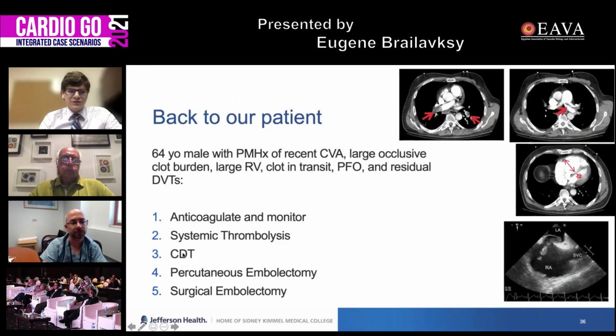So back to our patient, as you remember, a 64-year-old gentleman with a very recent CVA and now coming in with large occlusive clots and a big RV and a PFO with the clot straddling it. So we thought that anticoagulation is probably not enough for this patient. He's too high risk for that. Systemic thrombolysis probably carries a risk of intracranial hemorrhage. That's probably unacceptable for this patient. So now you're left with either percutaneous devices or surgical embolectomy. And we thought that going in percutaneously, you could dislodge this clot that's across the PFO and cause more harm than good. So we chose surgical embolectomy for this patient.